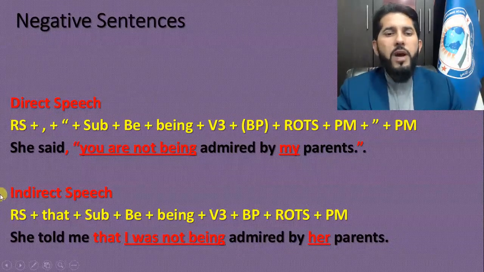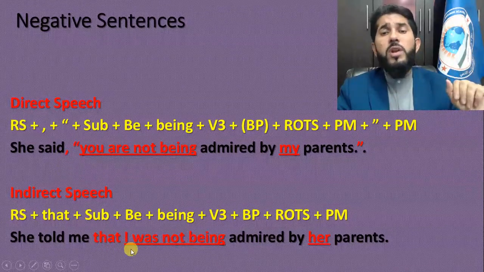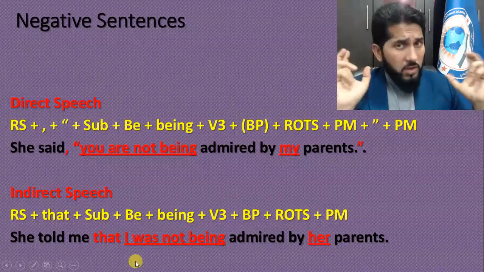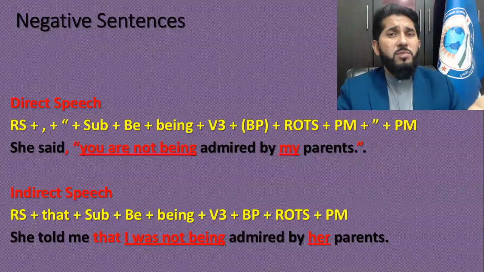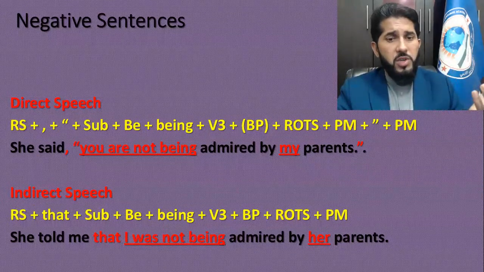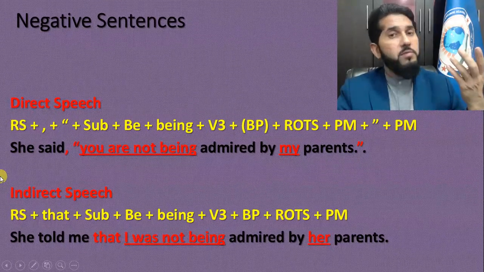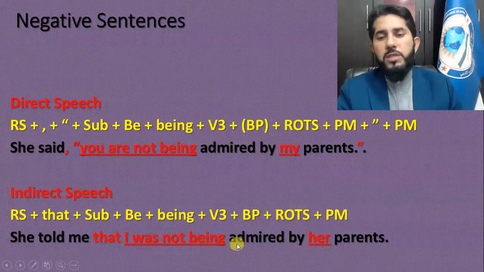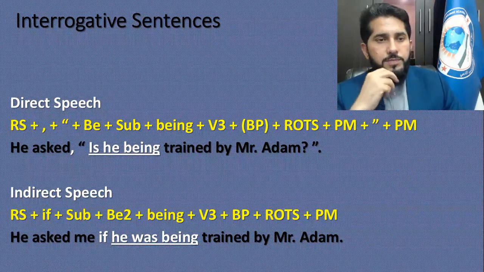So here. But when it comes to indirect speech, you do not need that comma because instead of that comma, you use the conjunction. And you do not need the inverted commas, quotation marks, because it's indirect speech and you want to bring somebody else's speech in your own words with some changes. And you go one tense back. Present continuous tense should be changed to past continuous tense. So she told me that I was not being admired by her parents. The concept is clear.